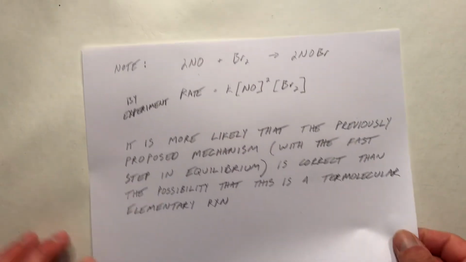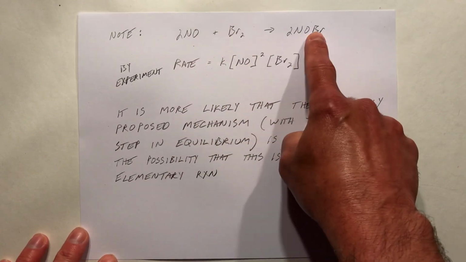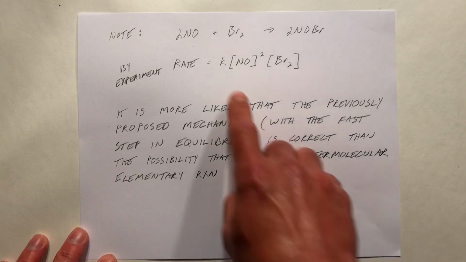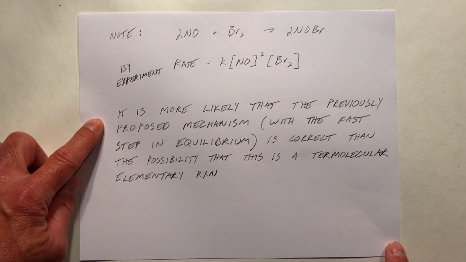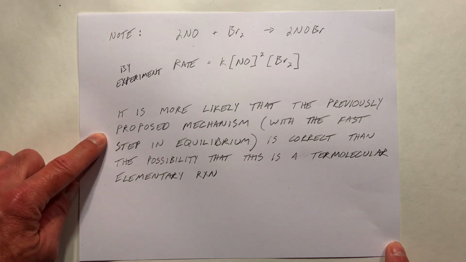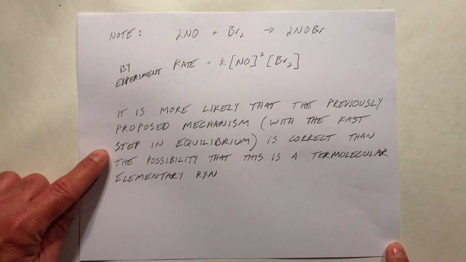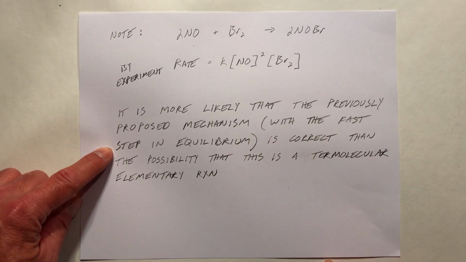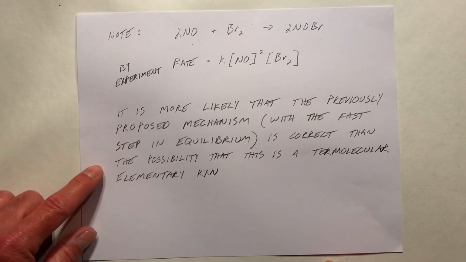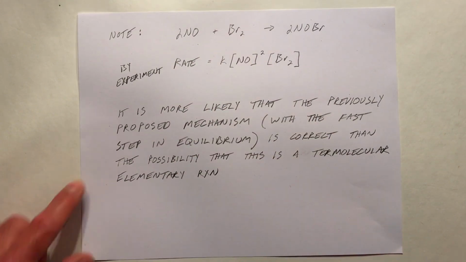So just take note here that given this overall reaction, and given this experimentally determined rate law, it's more likely that the previously proposed mechanism that we just went through for step 1 and step 2, where step 2 is the slow step, and that first step, that fast step, was in equilibrium, is correct. It's more likely that that's correct because the possibility of having a termolecular reaction is pretty rare. It's a pretty small possibility.